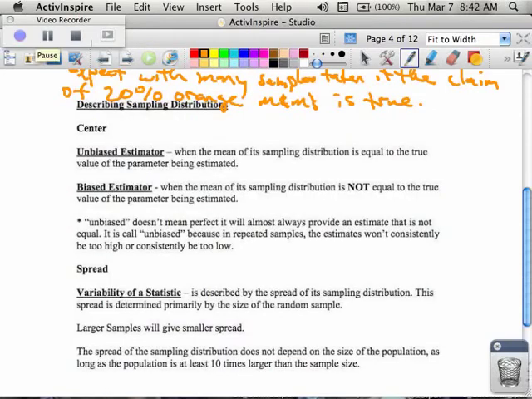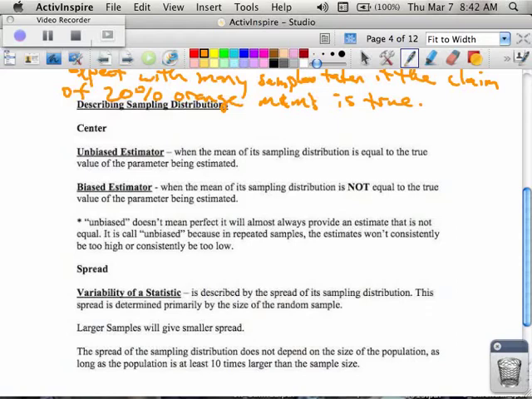When you're describing sampling distributions, just like in our other stuff, center is a really important thing to describe. So, an unbiased estimator is when your mean is equal to the true value of the parameter being considered. Like we were just talking about M&Ms, if we take a bunch of samples and you notice that your mean is 0.2, that's good. Okay? A biased one is when it's not equal to the true mean.